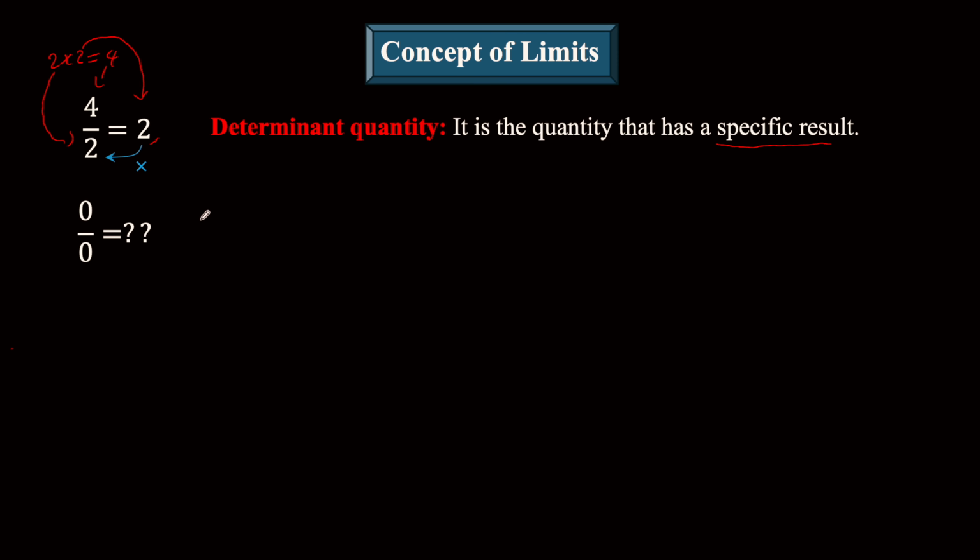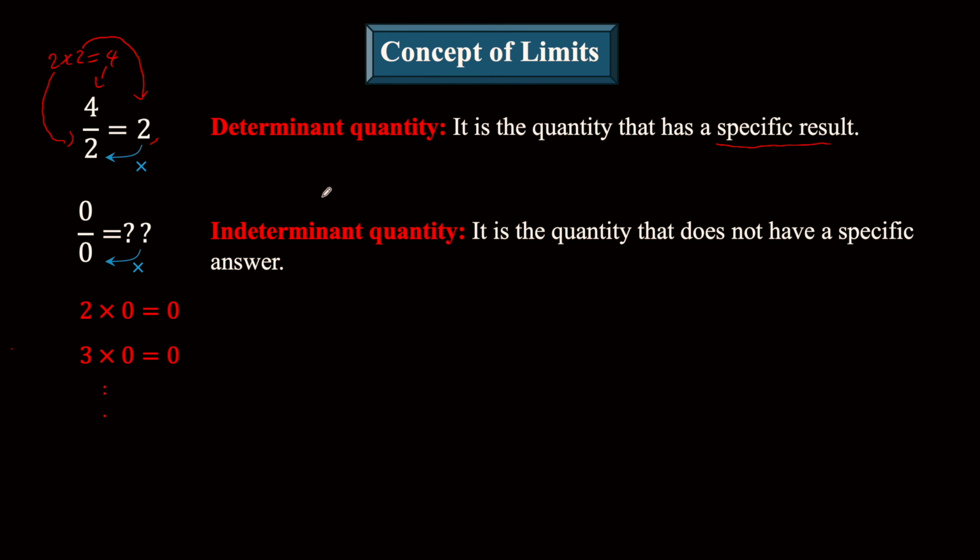Now what if we have 0 divided by 0? In this case, we call it an indeterminate quantity. Why? Because, for example, if we replace the 2 here, 2 multiplied by 0 we get 0. So 2 multiplied by 0 is 0. 3 multiplied by 0 is 0, and so on, right? So in this case, we call it an indeterminate quantity.